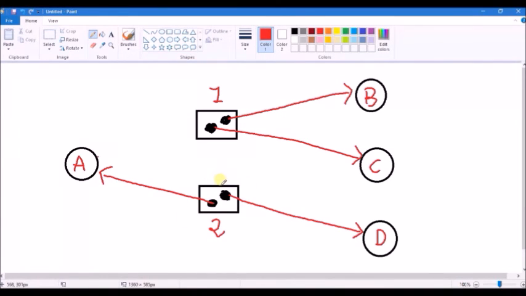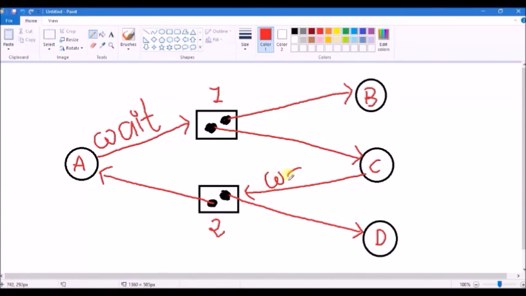Now suppose A sends a request to access resource 2, it will wait. Same thing, suppose C wants to access resource 2, it will also wait. And because of this, there is a cycle in this graphical method: A to 1, 1 to C, C to 2, and 2 to A. But this system does not go into deadlock.